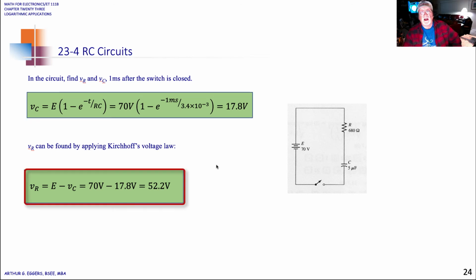We can then apply our old standby Kirchhoff's voltage law to calculate what is left on the resistor. If we take the difference of the applied voltage minus that 17.8, we get 52.2 volts across that resistor at that same time period of 1 microsecond.